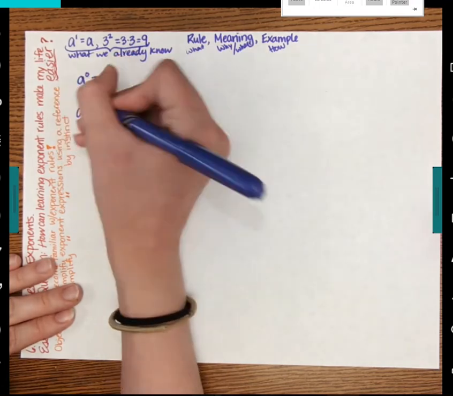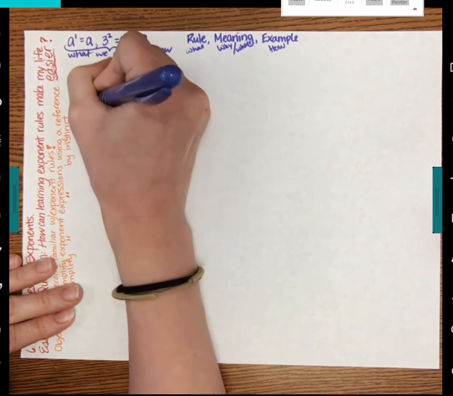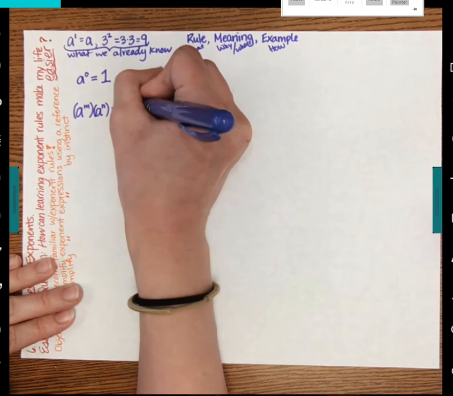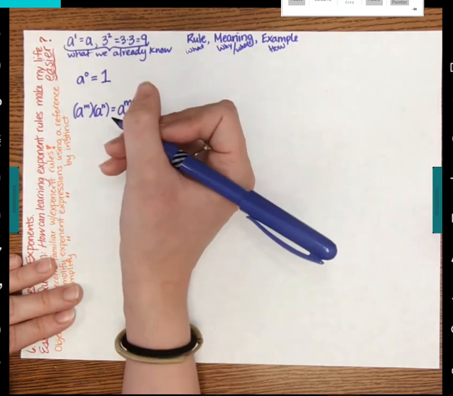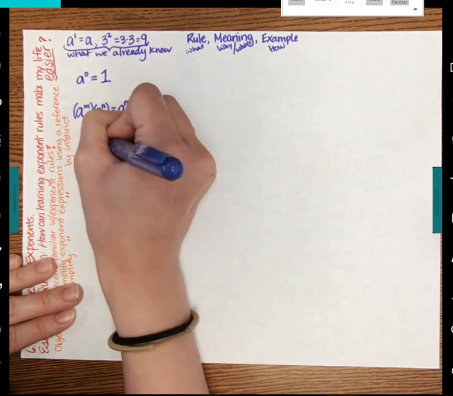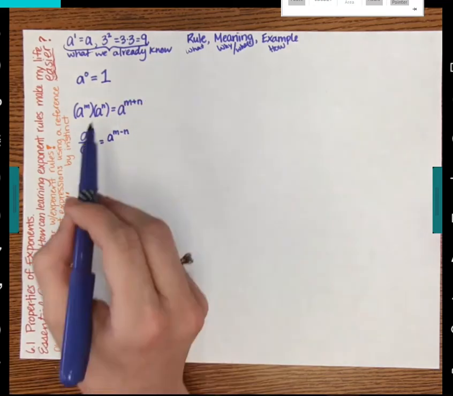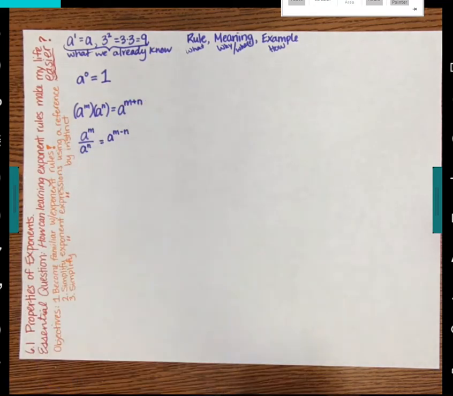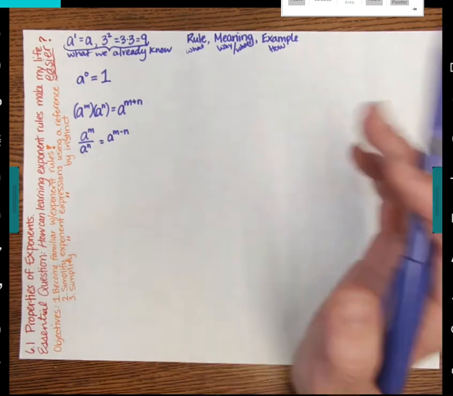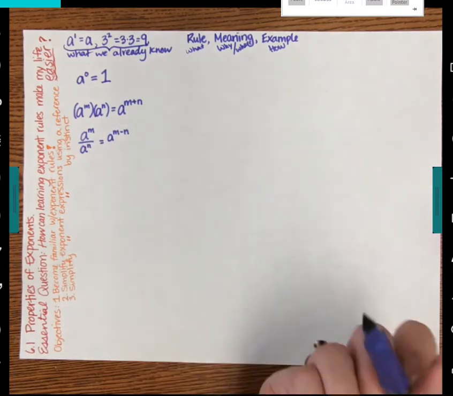Then we have a to the m times a to the n. Remember, we can show multiplication using parentheses, but we don't have to. Equals a to the m plus n. A to the m divided by a to the n equals a to the m minus n. So notice when we multiply, we add. When we divide, we subtract, which kind of makes sense, right? So multiplying and adding all make things bigger, and dividing and subtracting all make things smaller. Remember, multiplying and adding, bigger; dividing, subtracting, smaller.